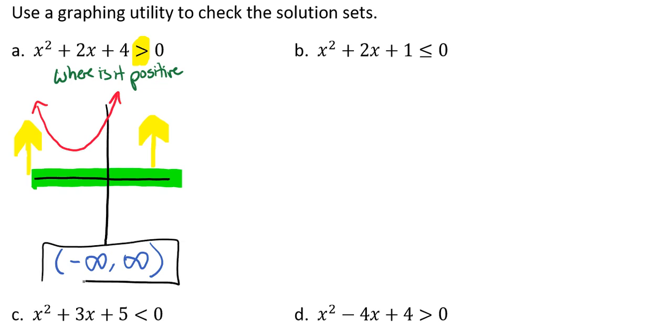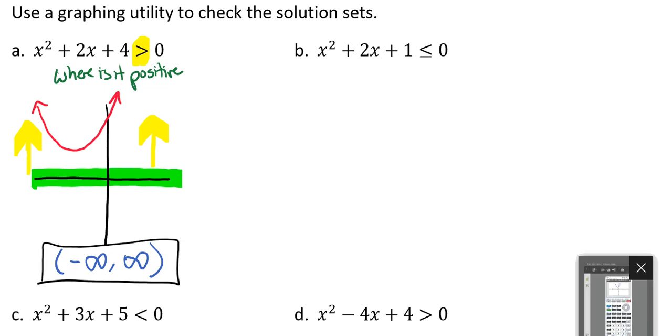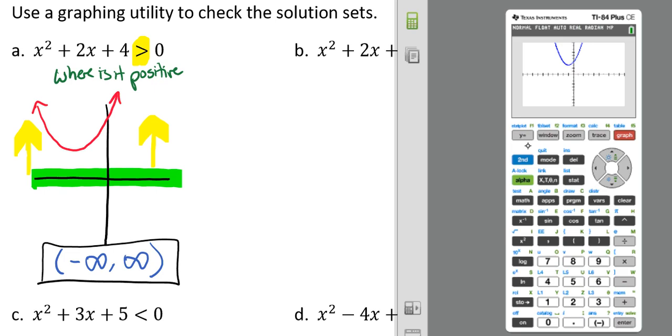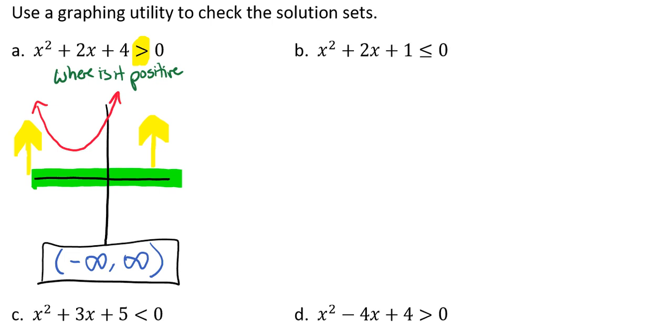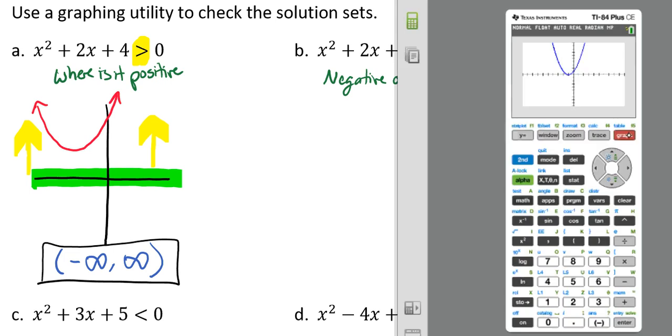All right, so let's look at our next example. So we're going to plug in x squared plus 2x plus, let's change that, plus 1. And before we graph, let's take a look. It wanted it to be less than or equal to 0. So here, we want to know, when is it negative or equal to 0?